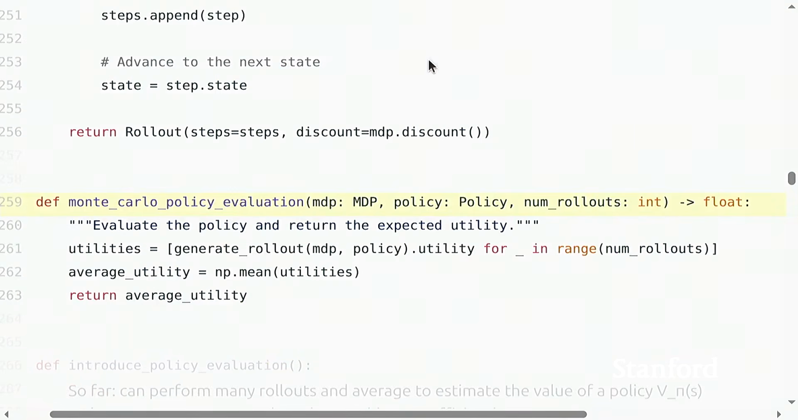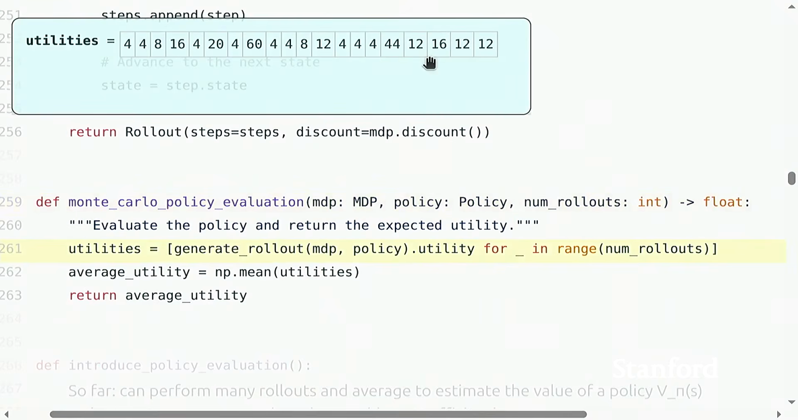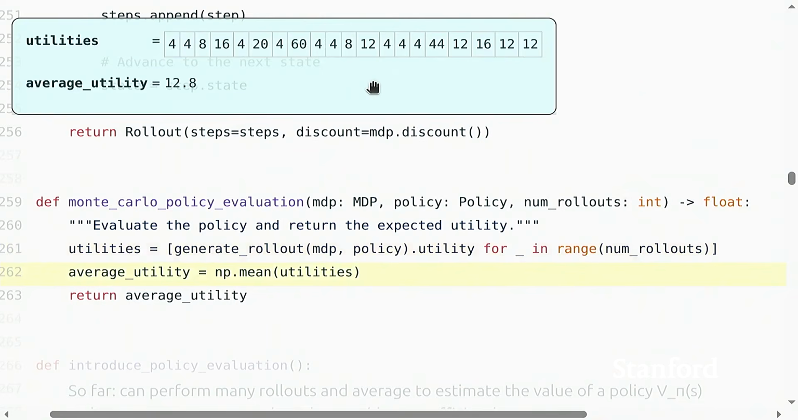So I'm going to do this 20 times, and sometimes I get 4, right? So this is like I stay and I get kicked out. That happens with probably 1/3. 8 happens with probability 2/3 times 1/3. So I stay, but then I got kicked out. And sometimes I get 60. I got really lucky there. But often I get 4. Okay. So if you take the average, you get 12.8.